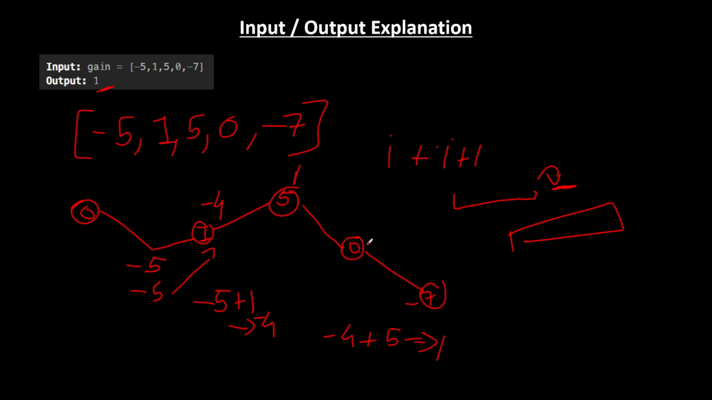Then 1 to 0 will give me 1. 1 plus 0. It's a simple thing. Then 1 to minus 7 gives me 1 plus minus 7, which becomes minus 6. Now from this I have to return the maximum altitude it reached, right? Which is what? Which is 1. Right? So we return 1. That's all. That is what the question is asking us.